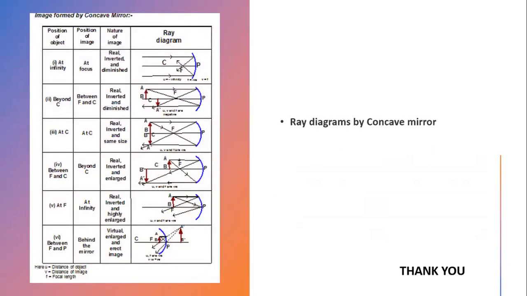This table gives the information of all six cases. The first column is position of object, second column is position of image, third column is nature of image, and then ray diagram for the particular cases. From this table, we will get all the six cases, ray diagrams, as well as position of object, image, and nature of image.